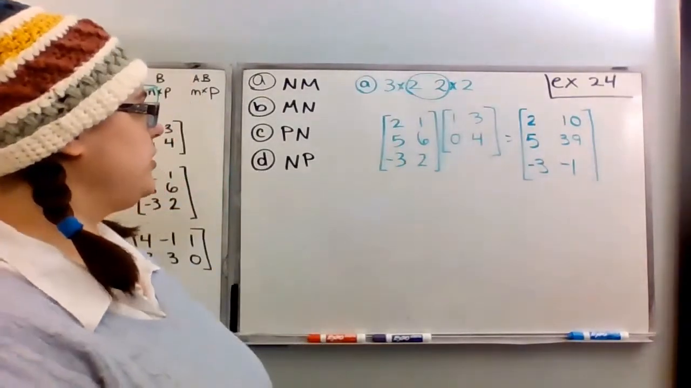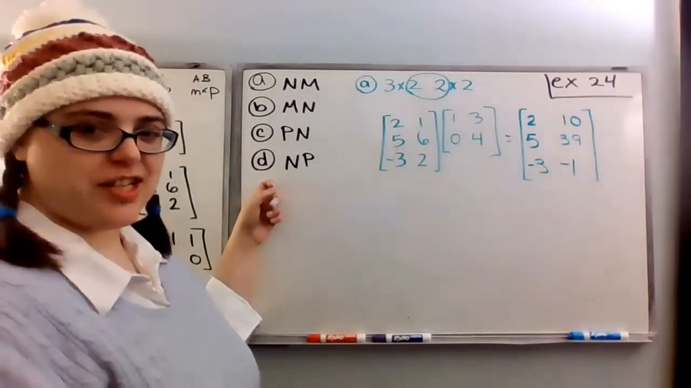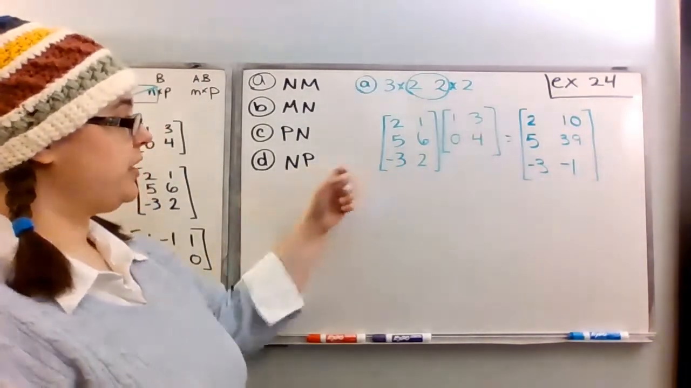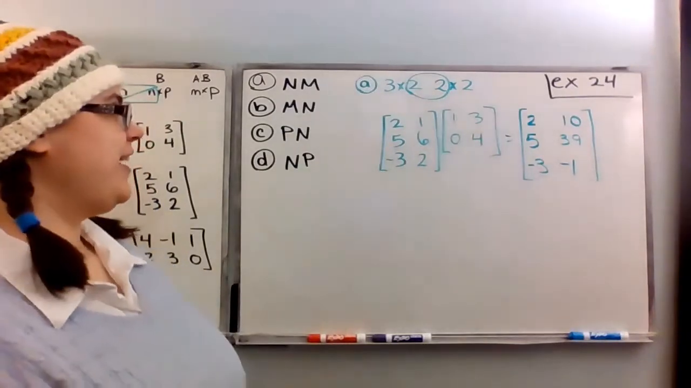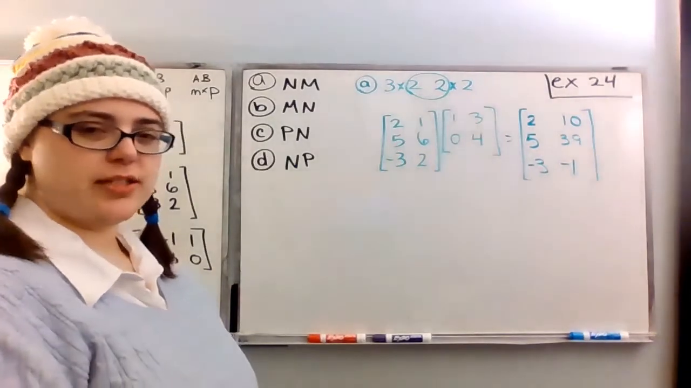Let's do part D together, because that looks like it's going to be no problem, because it's NP, no problem. And then I'll give you a chance to try B and C on your own, and then we'll regroup and see if we get the same things.